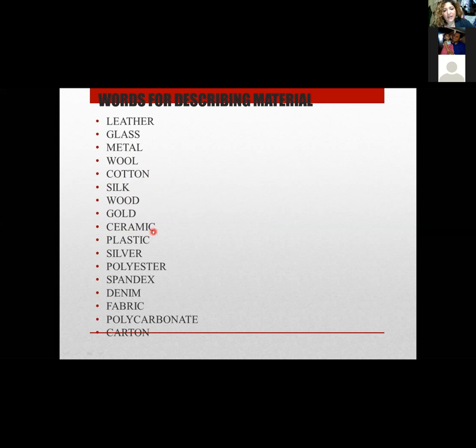Ceramic, plastic, que se parecen al español, right? Silver es plata. Polyester, spandex es del material de las licras. We have denim. Mezclilla, lo de los pantalones, jeans. Fabric es tela. Polycarbonate, policarbonato, and carton.